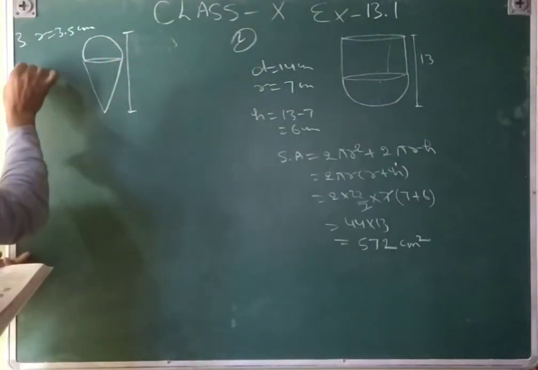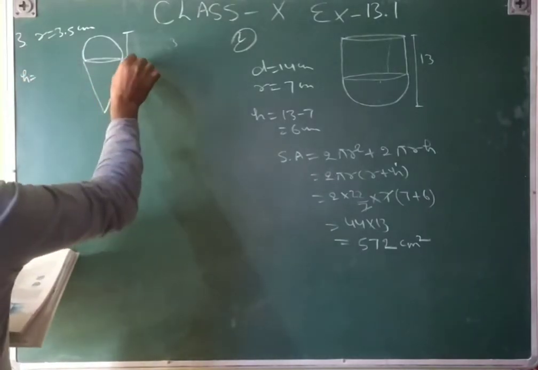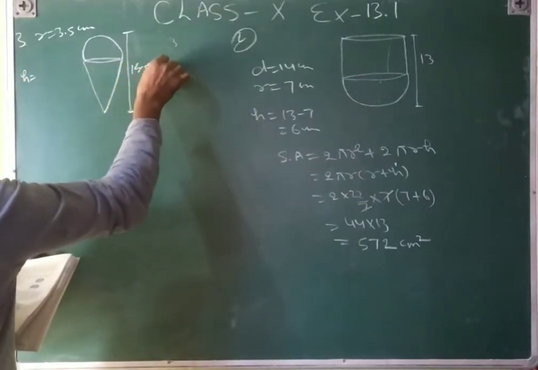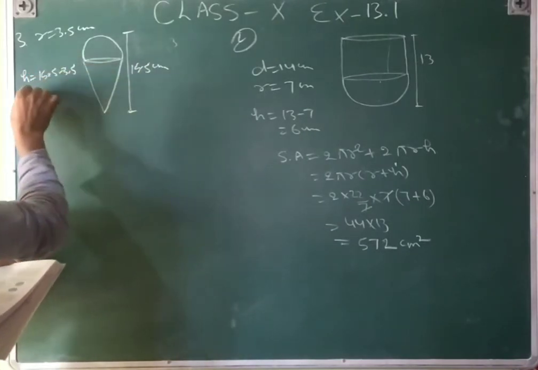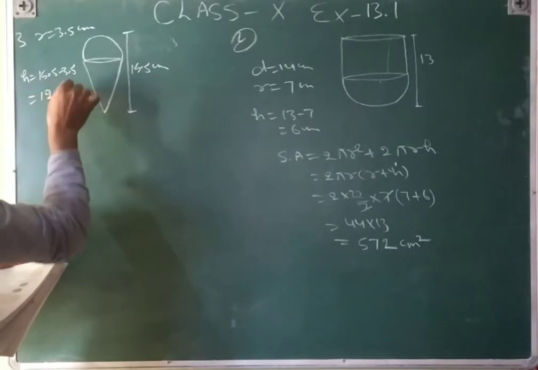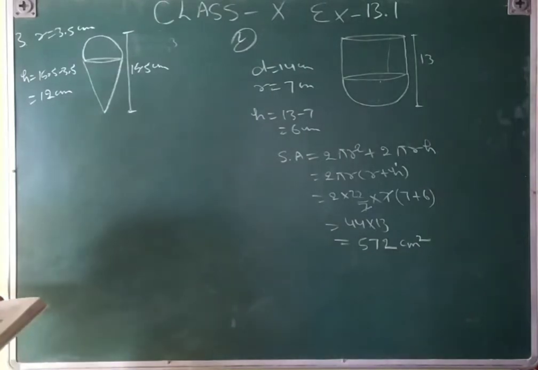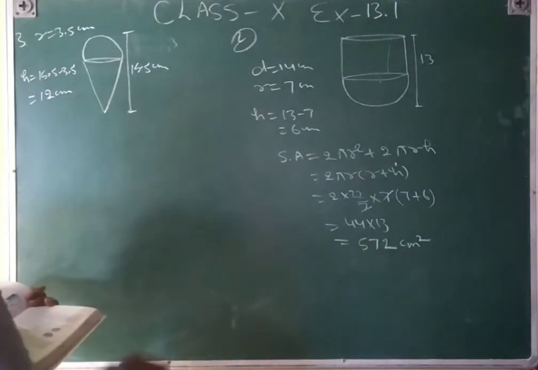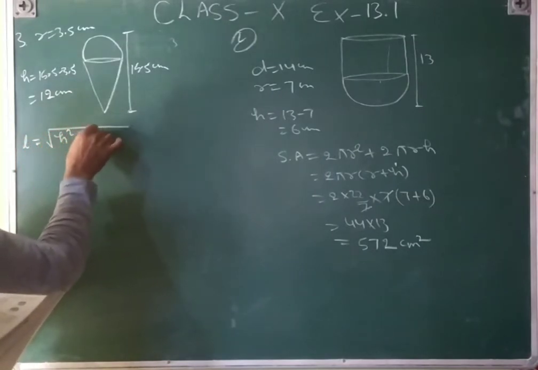So h is equal to 15.5 centimeter minus 3.5, so that will be 12 centimeter. H is 12 centimeter, but we need to find the CSA of both. For the cone we need L also. So L is equal to under root h square plus r square.